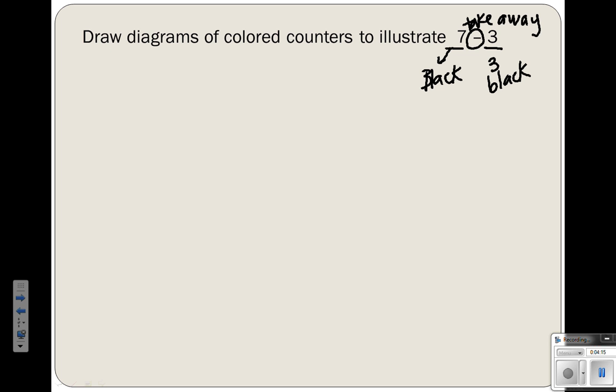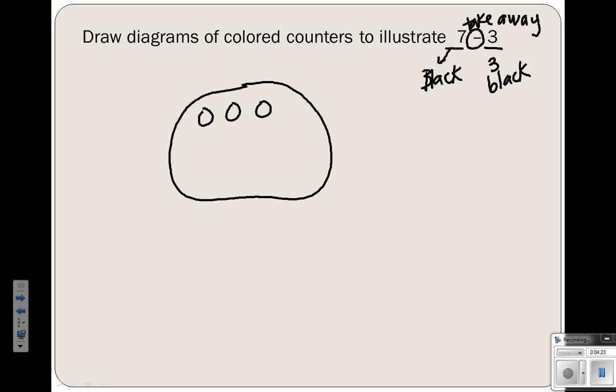Okay, so let's see what we have here. I'm going to draw my set of colored counters. I'm going to start with 7 black. So 1, 2, 3, 4, 5, 6, 7. The subtraction sign tells me I'm taking away. What am I taking away? I'm taking away 3 of these black.